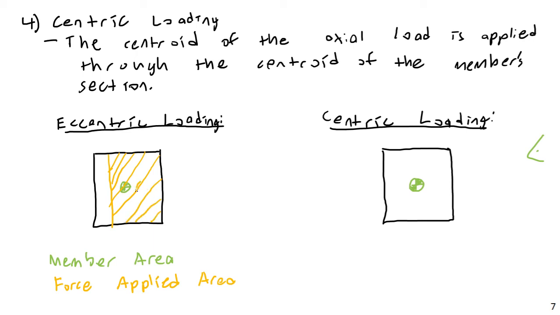So the centroid here would be like this. This would be eccentric loading. The centroid of my load does not line up with the centroid of my member. Centric loading is like this. The centroid of my load lines up nice and close with the centroid of my member. They're going to be right on top of each other.